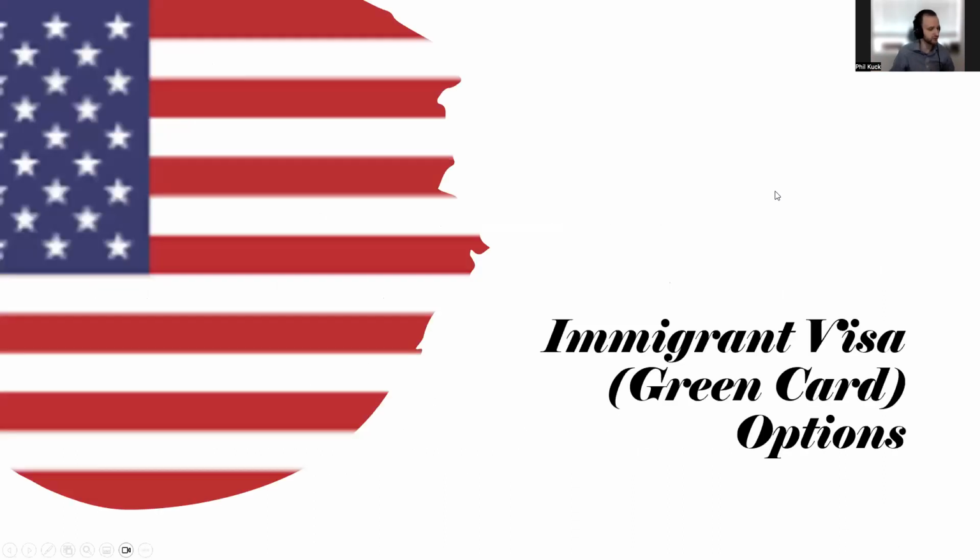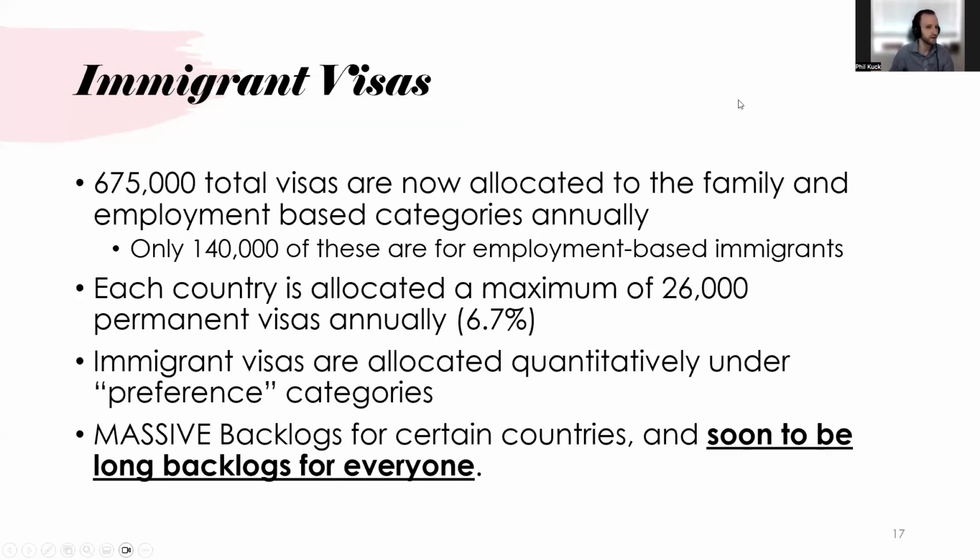All right, onto the juicy subject, and that's immigrant visas, your green card options. So there are 675,000 total visas that are currently allocated to both family and employment-based categories annually. And guess what? Most of those are going to the family-based categories. Only 140,000 of these are for your employment-based immigrant categories. And that is what is making the huge backlogs, right? Well, at least part of it. The other part is what we're talking about next.